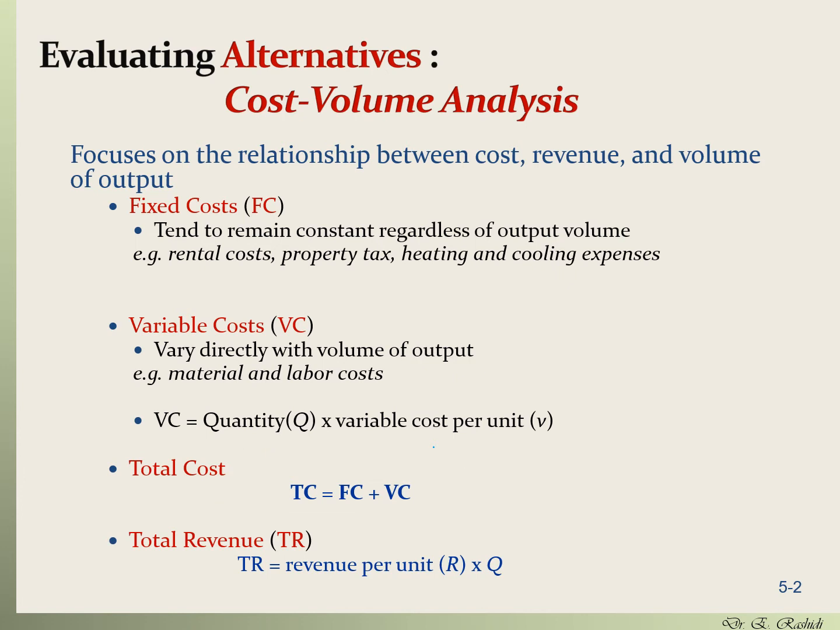So the total revenue TR is equal to the revenue per unit R multiplied by Q, the quantity that you sell to customers. And now we have these two. We have the cost and we have the total revenue. Using these two, we can evaluate the alternatives based on the profitability. Also, at what quantity an alternative becomes a viable option and or an economical option.